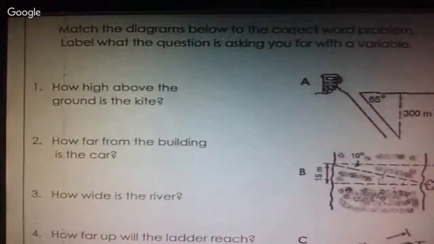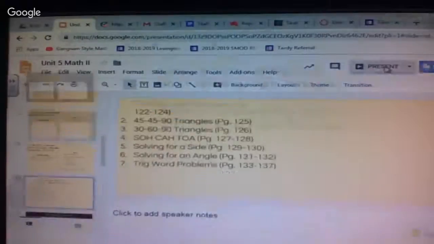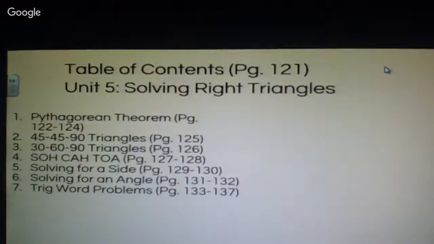All right. So for the next 2 days, we're going to do application problems. Oh, we didn't do the title. You're right. My bad. Title page. On your title page, we are adding trig word problems on pages 133 through 137.